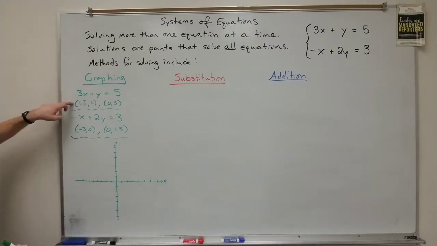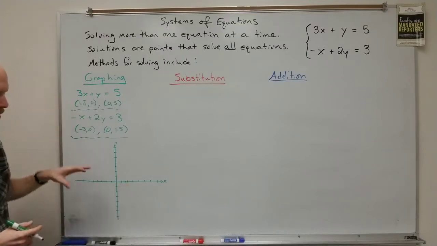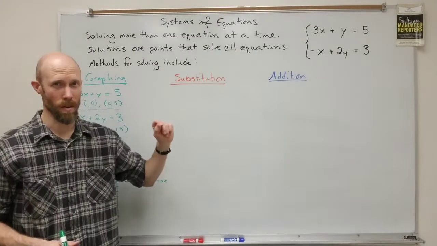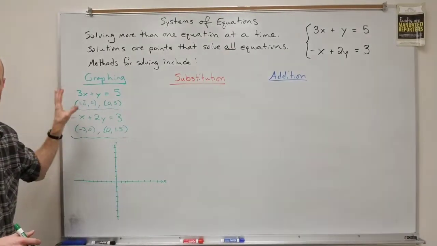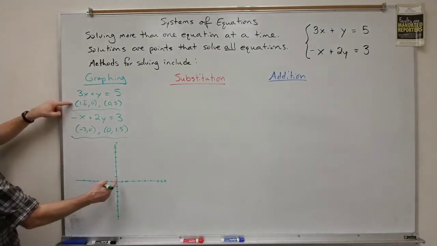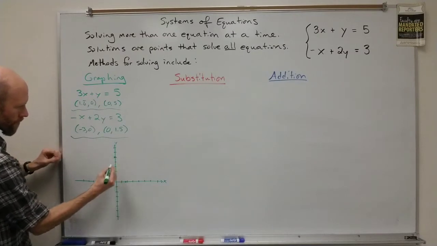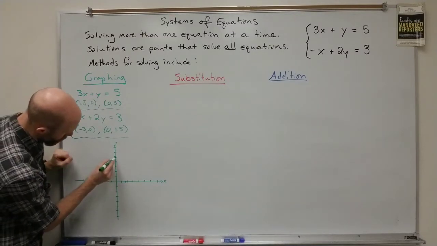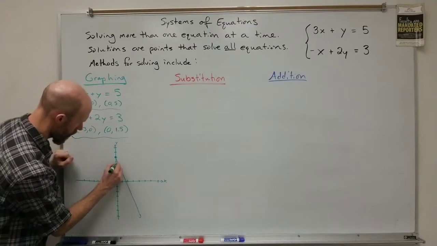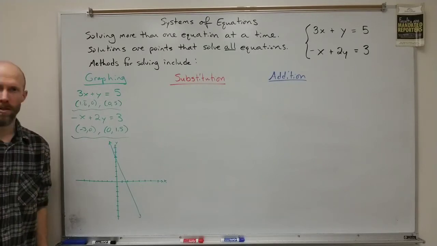The first line, I have an x-intercept at 1.6. Now this is going to be rough, it's not going to be precise. That's the one big downfall to the graphing method for these systems: it lacks precision. So 1 2/3, and then the y-intercept is at 5. It'll be up here. And I plot the graph through those 2 points, trying to be as careful as I can be here. All right, so there's my first graph.